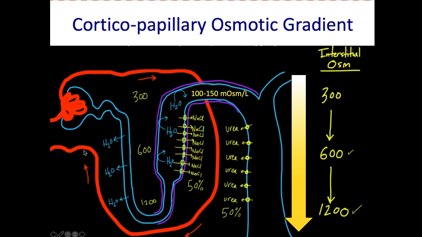Now, what's the big picture? Like, why even do this? Why do we even care about maintaining a cortico-papillary osmotic gradient? Why don't we just keep the whole thing isotonic to plasma, which would be around 300? Well, the whole purpose for keeping this heavily concentrated really corresponds to another lecture that we're going to have on body fluid osmolality or tonicity.